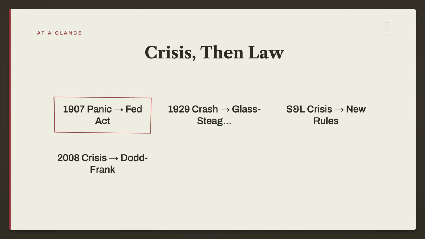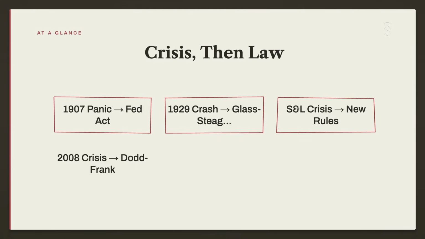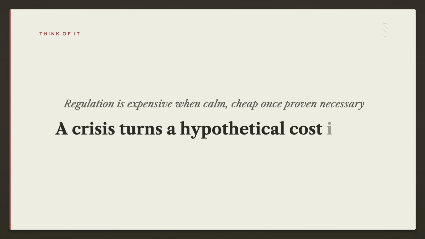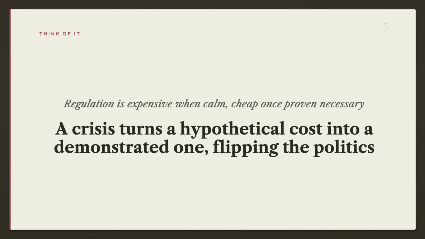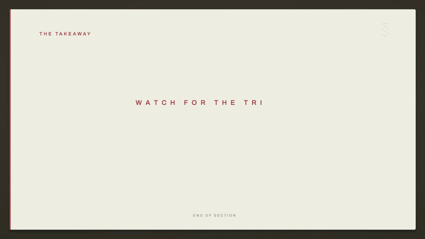The sequence repeats with different actors. The 1929 crash produced Glass-Steagall. The savings and loan crisis produced consolidation and tighter supervision, and the global financial crisis produced Dodd-Frank with higher capital requirements and new oversight bodies. Regulation is expensive and unpopular while conditions are calm because its costs are visible and its benefits are only hypothetical. A crisis converts that hypothetical into something demonstrated, which is the only reliable way the political cost of acting finally drops below the cost of doing nothing.